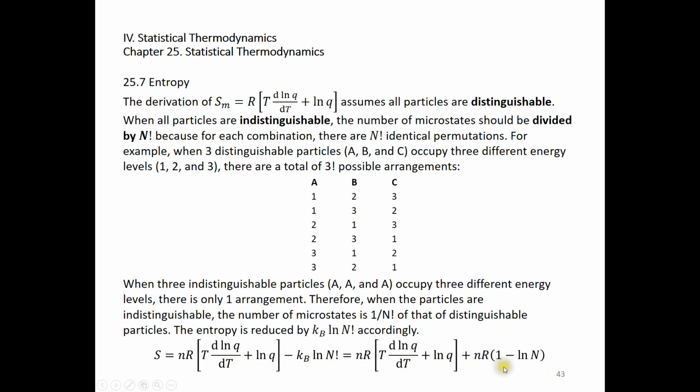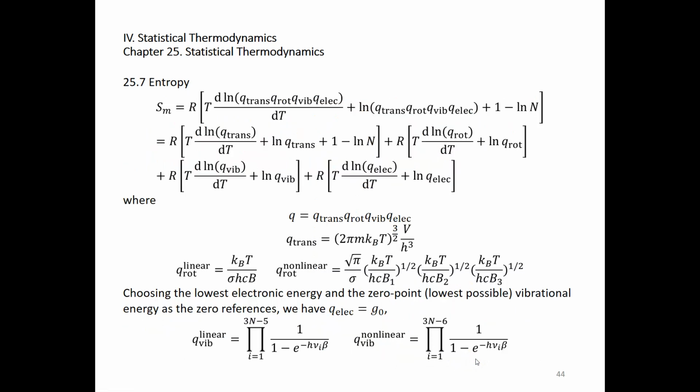Well, it's just Stirling's approximation. ln N factorial is N times ln N minus N. And then we have a negative sign here, so we swap those. And then the uppercase N times kB is the lowercase n times R. kB is R divided by the Avogadro constant. And this N is the number of moles times the Avogadro constant.